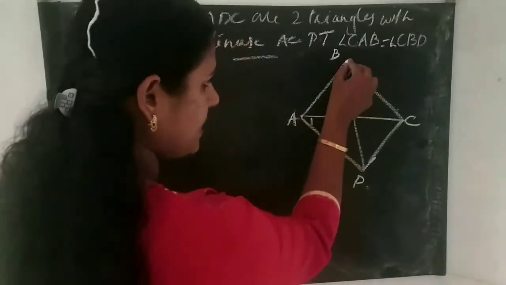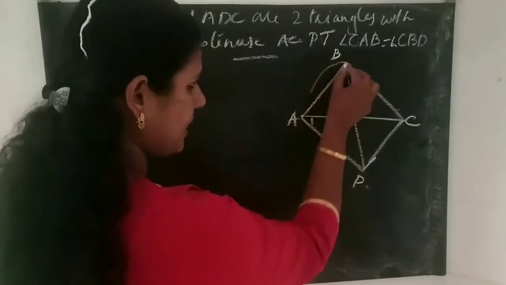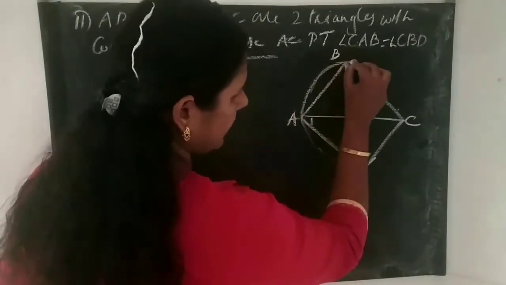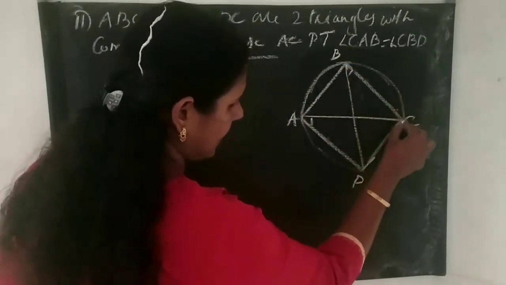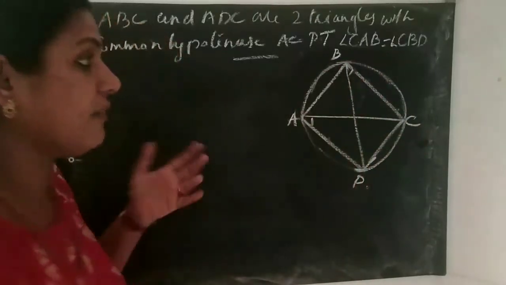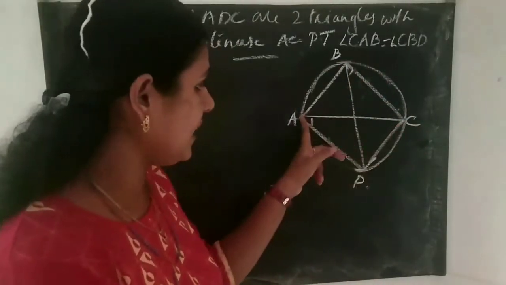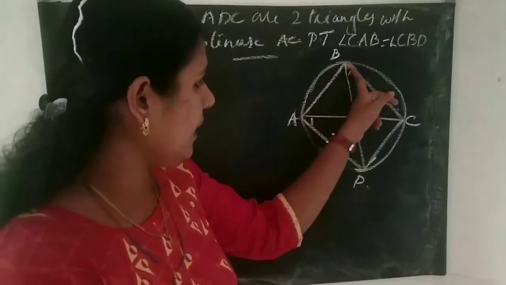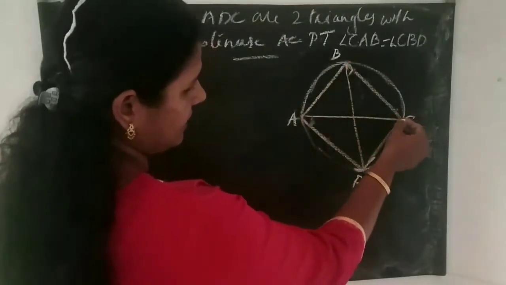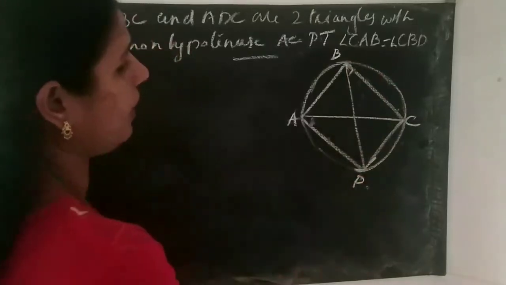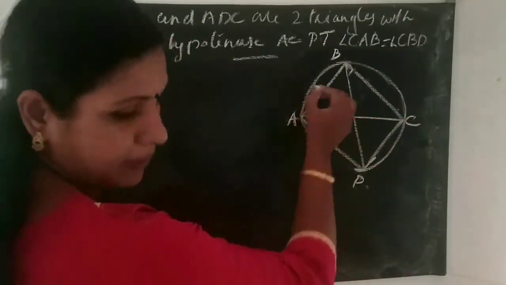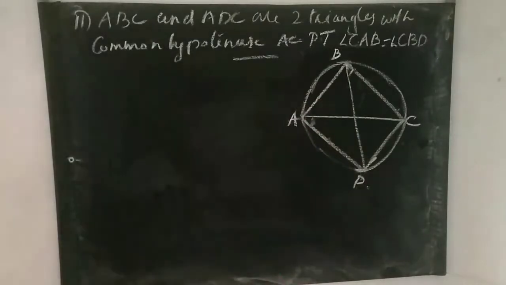See children, if this is a cyclic quadrilateral, we can simply say that this angle CAB and CBD are equal. CAB. Is it CAB or CFB?